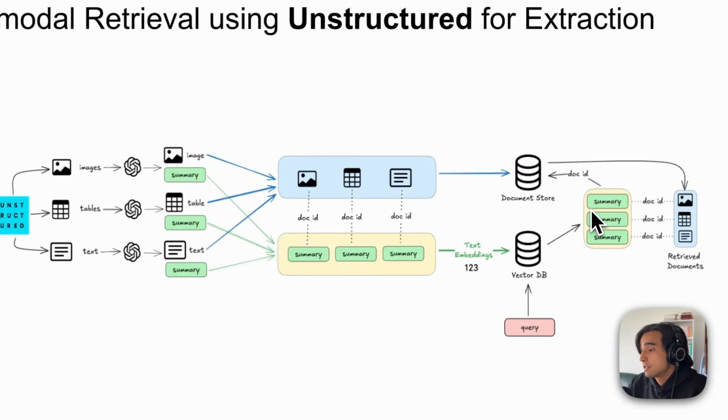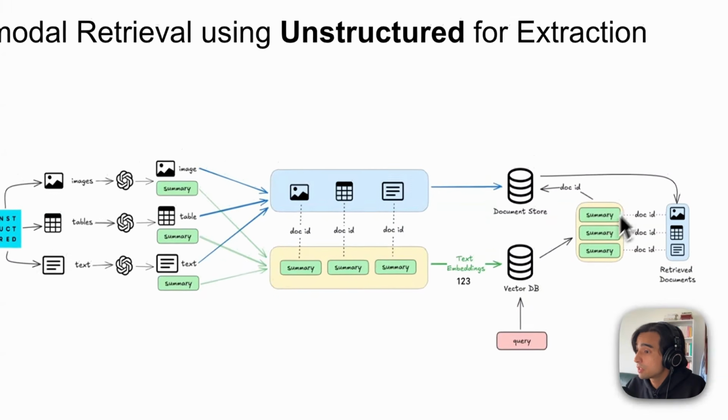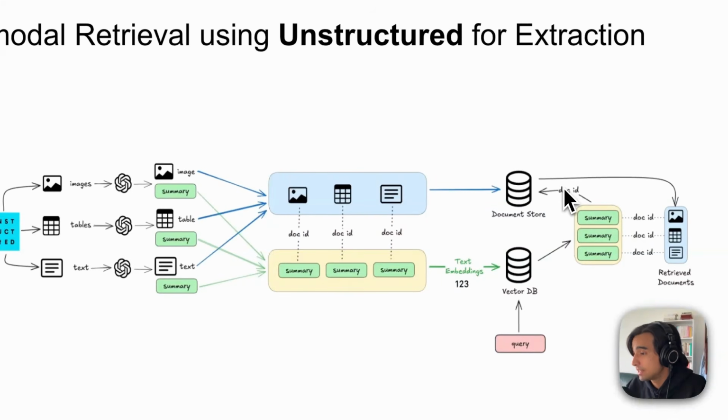But in this case, remember that our vector database only contains the summaries, not the documents themselves. And that is very important because we have the doc ID metadata assigned to them. And this doc ID is the one that we're going to use to fetch from the document store the documents that we're actually looking for. So then we're going to fetch those documents.